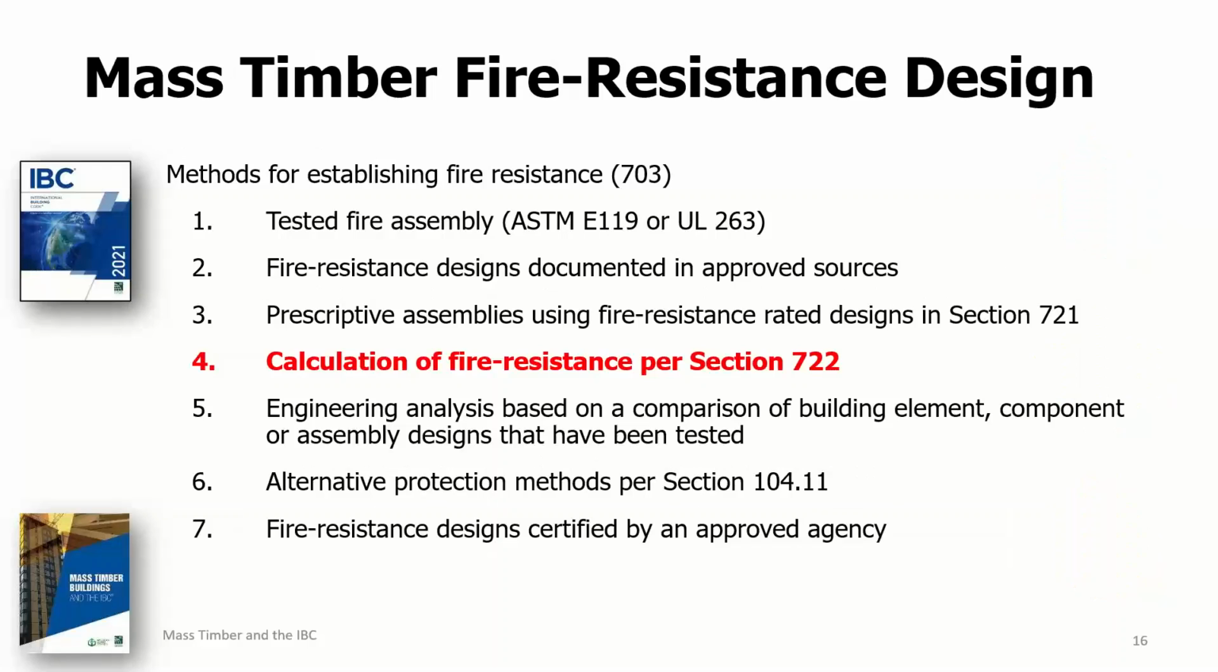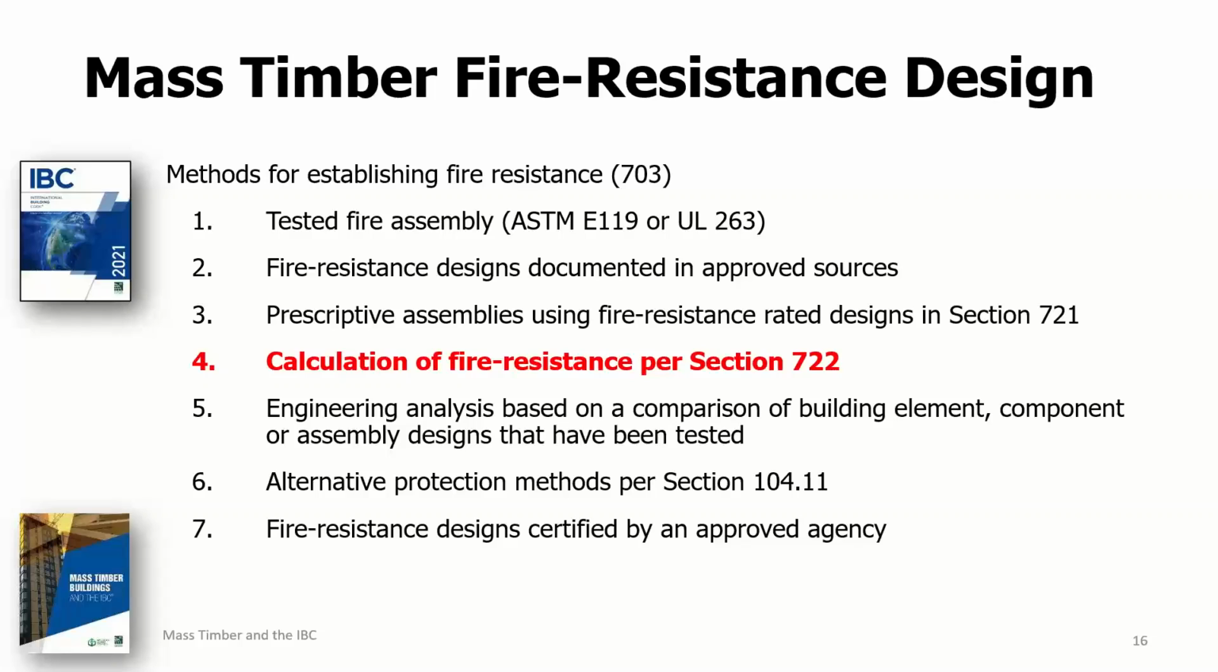The code recognizes 7 methods for establishing fire resistance. Any of these 7 methods can be applied to any construction type, whether fire resistance ratings are required or not, and wherever fire resistance ratings are required. They're all based on the same standardized exposure, and that is the same exposure that is described in the standard test, ASTM E119.